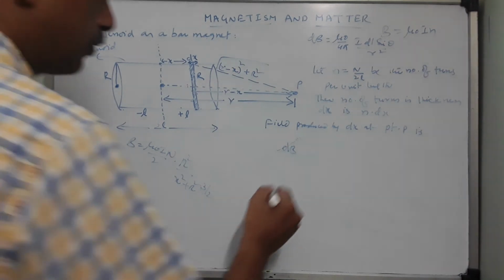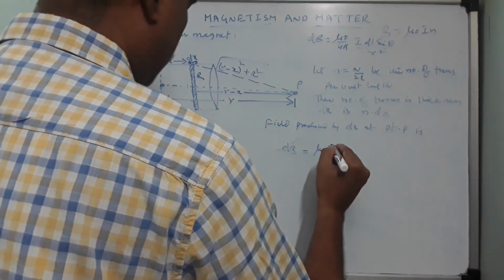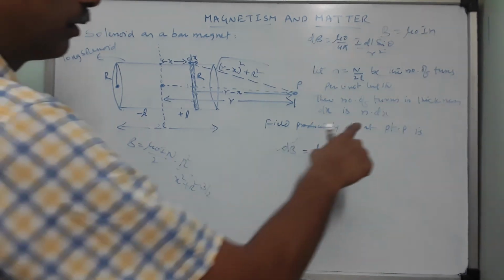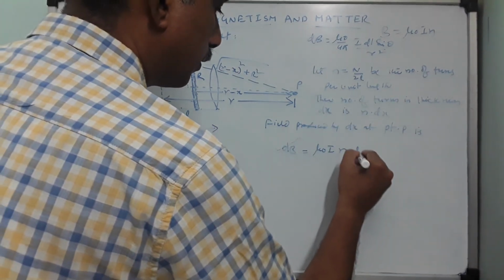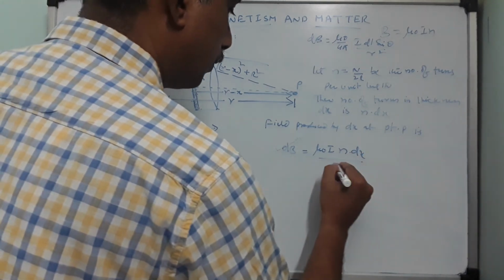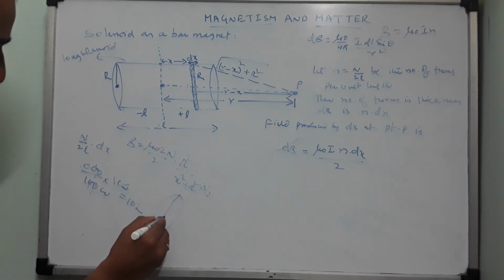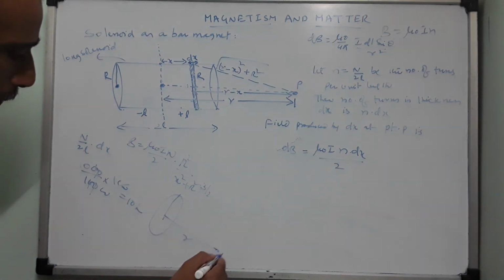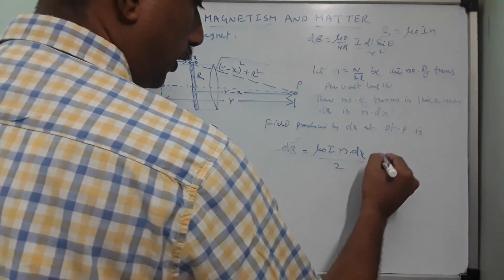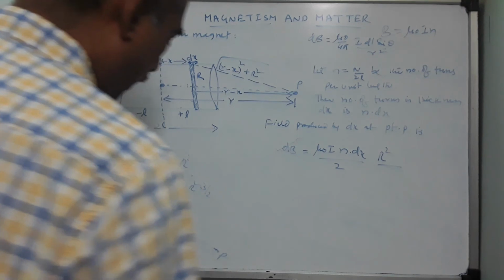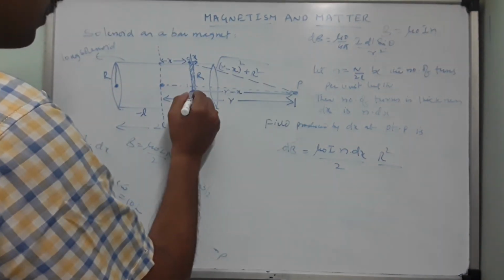Right, dB equals mu naught into I into n, number of turns. The number of turns in the thickness dx is n into dx, divided by 2 into r square. Where is r? This is your r, this is point P. So the same thing, this is r, no change. R square divided by distance of point P from the center of the ring.